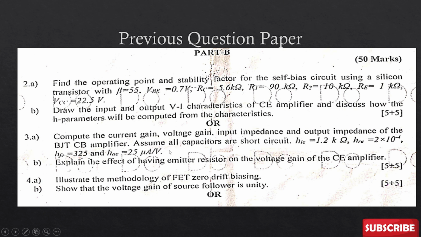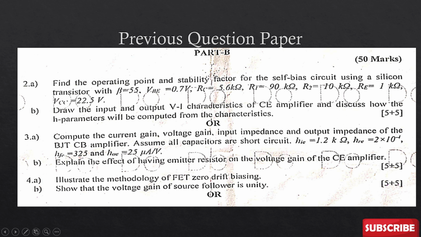In the first unit itself, there are two problems: 2A is a problem, 3A is a problem. So the second question and third question are always from the first unit. This is the first unit: find the operating point and stability factor of a self-biasing circuit. That is a problem related to self-bias. And one is theory: draw the input-output characteristics of a CE amplifier. H parameters, we discussed in our slides, right? H parameters are important. Again, a question here.